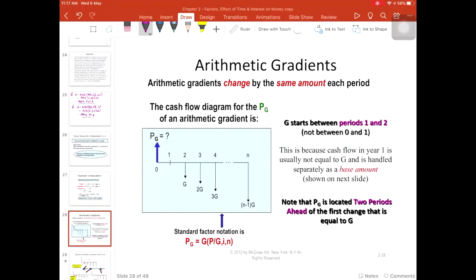But we have to know the arithmetic gradient starts from period 1 and 2. Year 1 is the base one, and then we start with year 2. The gradient starts at year 2, remember that. So you have to get the PG, where PG is the present worth of the gradient. It starts from year 2. Year 1 is the base, year 2 starts with the gradient. So you have to know that the gradient starts at year 2, but we have to remember that year 1 is included in the calculation.